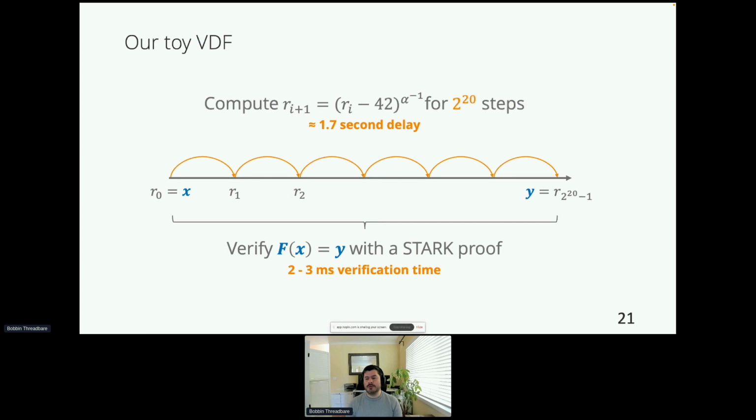And we could use a STARK proof. So instead of spending 100 milliseconds on verifying that the function was computed correctly, with a STARK proof we can do it in 2 or 3 milliseconds. So this is where the STARK proof comes in. So we will run the function in this direction, and then we'll verify that it was executed correctly using a STARK proof.